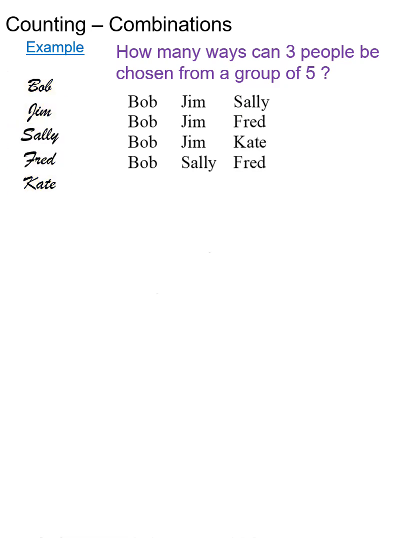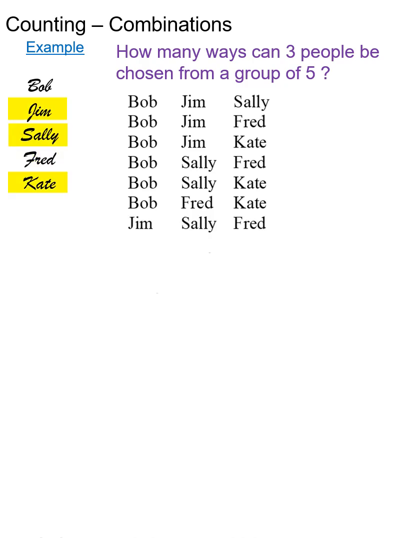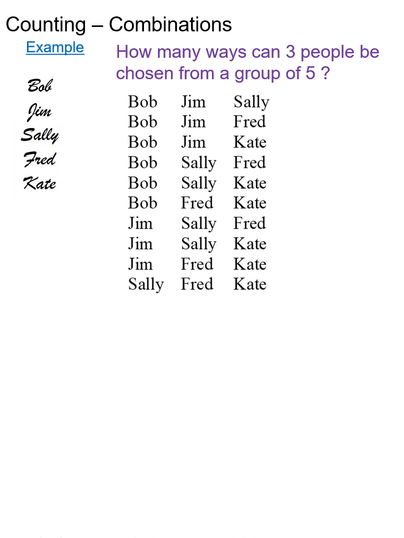Well, there's a formula for this, but before I get to it, let's manually count out all the combinations by just picking every possible selection of 3 people. Here's one selection, which I'll list here. Here's another selection, which I'll list here. Here's one. Here's one. And what I did here is go through all the possible combinations of 3 people chosen out of this group of 5. And there they are.